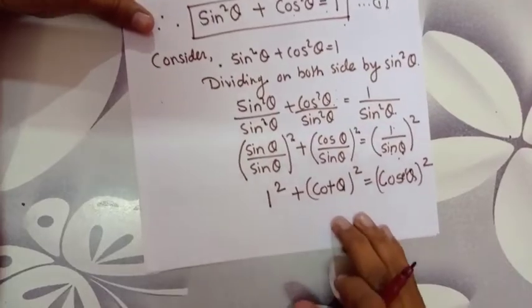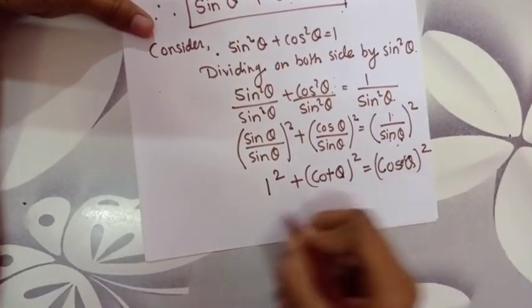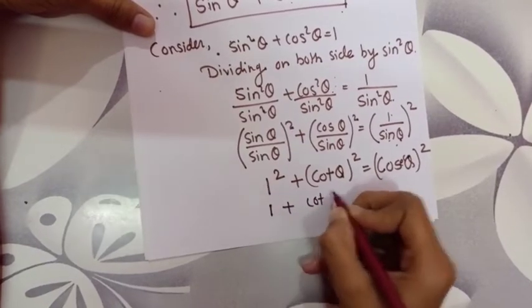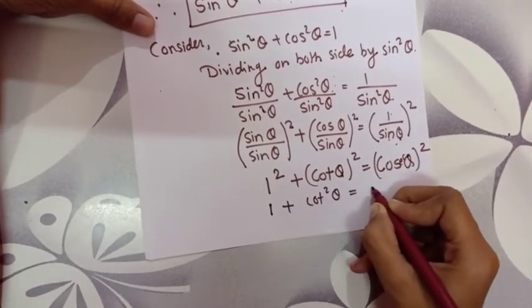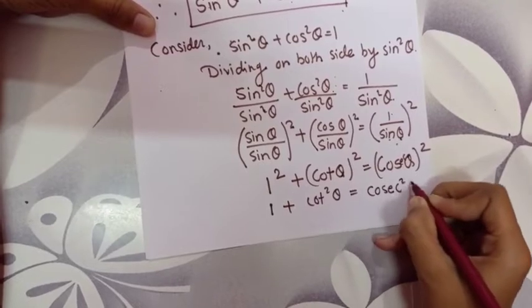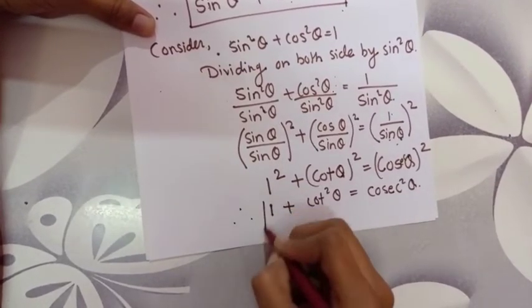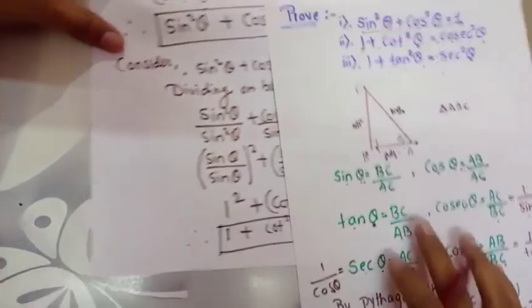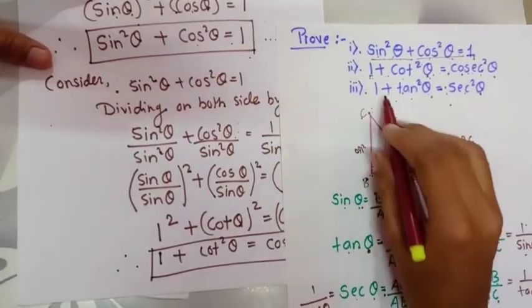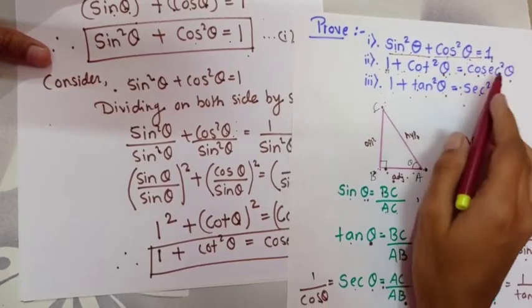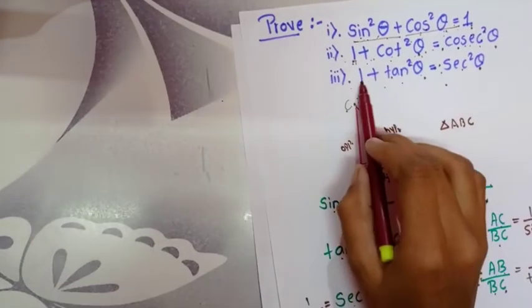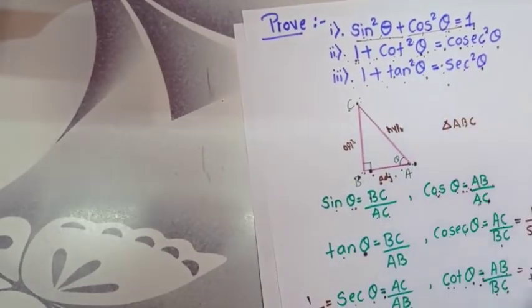Taking those values, now further simplification, 1 plus cot square theta is equal to cosec square theta. It is the required equation or the identity, that is 1 plus cot square theta is equal to cosec square theta. We have proved it. Now the third equation or the third identity we have to prove, that is 1 plus tan square theta is equal to secant square theta.